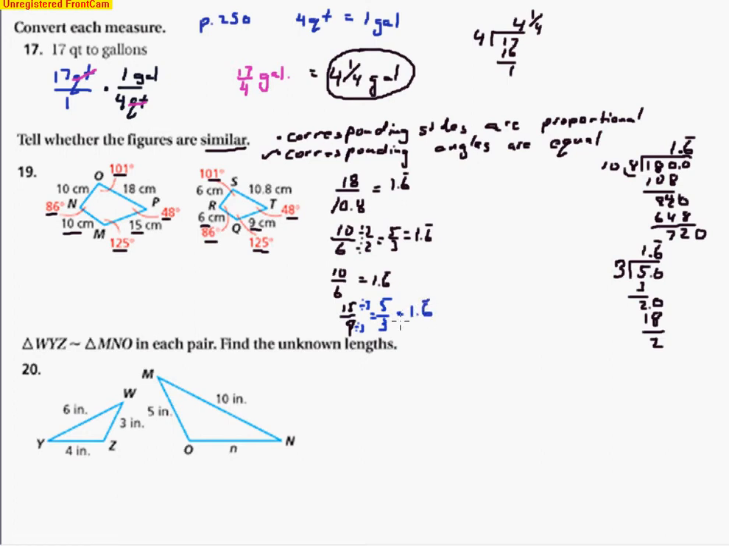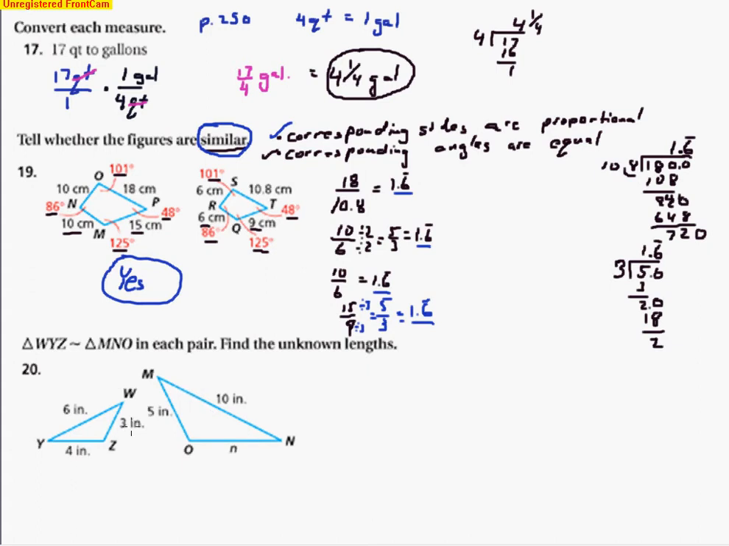1.6 repeating. So notice all of those corresponding sides are proportional. They all equal the same number, 1.6 repeated. So that means that checks off. So you've got 2 things to check to see if they are similar or not. So in this case, 19 is a yes. Last one for this part, and then we'll have a few more problems in part 3, is this one asks us to determine what the unknown length is.